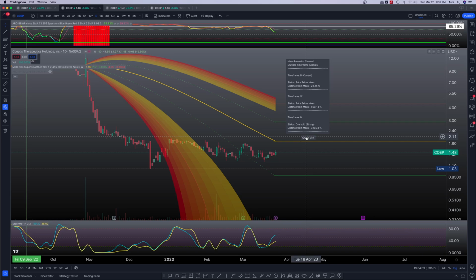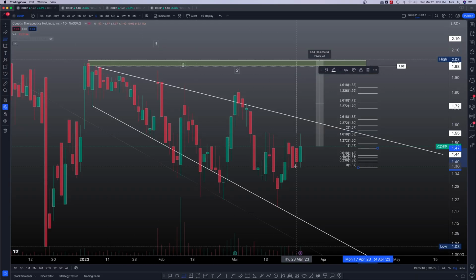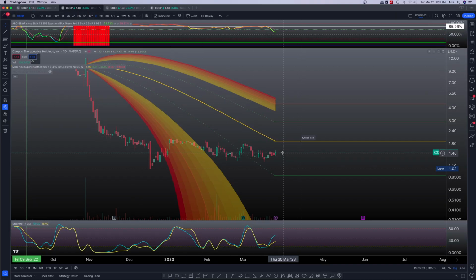Okay, because the weekly mean, which is right here in the middle, right? You can see the time frame W, status price below mean, distance from mean is 500%. Right? So this is where it starts to get weird. Okay, well, first of all, we do have a target of $1.90 there. Okay, so if we look back here, $1.90 is actually just upside of the 4.618 and the top side of our resistance from the broadening ascending wedge, 198. Right? So that's already showing us that this target is not a random target.